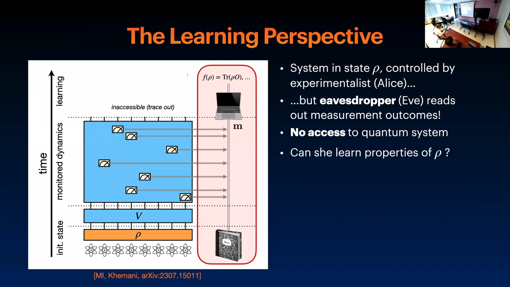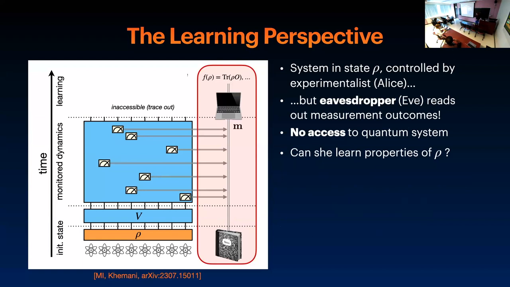So I can model this as having an experimentalist Alice who's controlling the quantum system, but then also a second agent, Eve, who's outside and who gets to read these classical measurement outcomes. So she gets to peek at Alice's lab notebook, for example, where measurement outcomes are written, but she doesn't get to directly look at the quantum system. So this final state that is here is inaccessible. You cannot go in and change it or measure it or do anything. You can only get this classical data, plus classical knowledge about what's happening here. The blueprint for the dynamics, you have that, but you don't have the quantum state itself. The question is, can Eve learn properties of the quantum state?